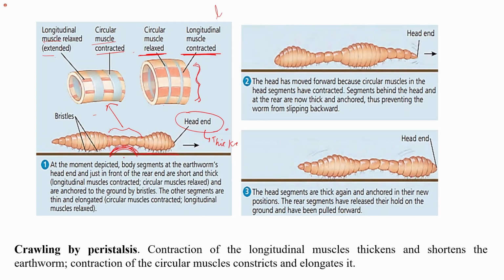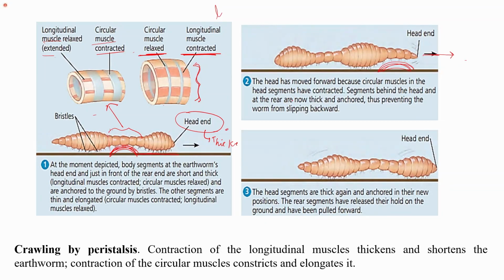In the next moment, the head now moved forward because circular muscles in the head segments have contracted. Now, opposite of what was happening in step 1 will happen, and circular muscles in the head segments contract, resulting in the upward movement of the head and forward movement of the head. So it will leave the ground. You can see here the bristles have left the ground, have raised above the ground, and the forward movement has taken place.